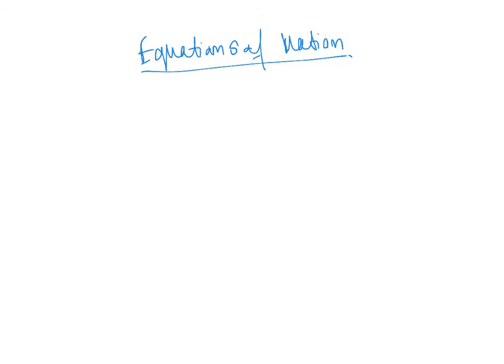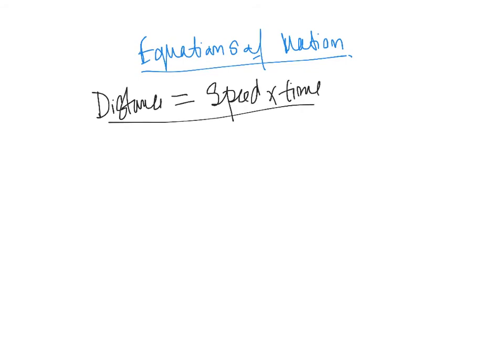Okay, we are back and we would be doing our last phase, that is equations of motion. Till last class, I mean till class 8, we know only one equation of motion. Can anyone tell me which equation of motion we know? Distance is equal to speed into time. That's all we know. Speed equal to distance by time, distance equal to speed into time, time equal to distance by speed.